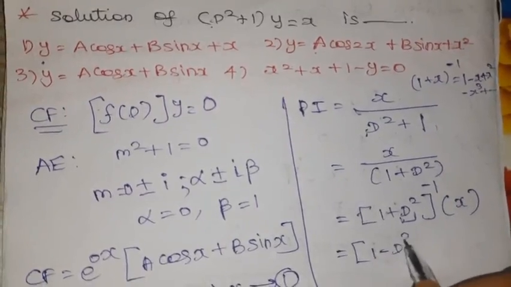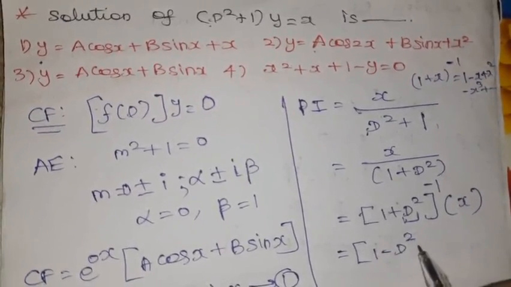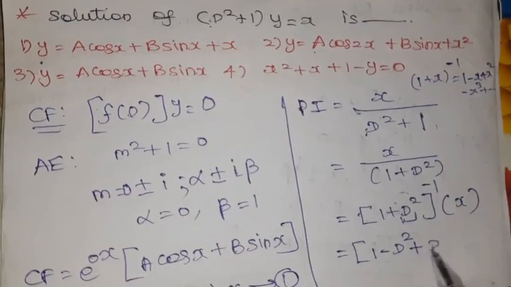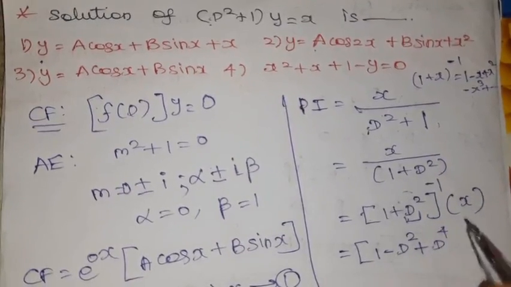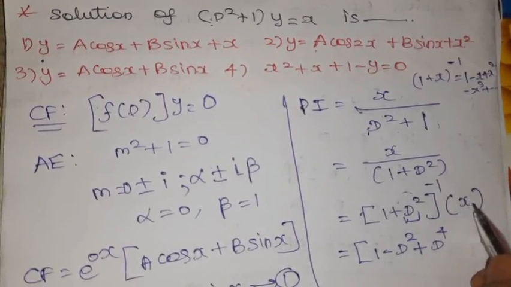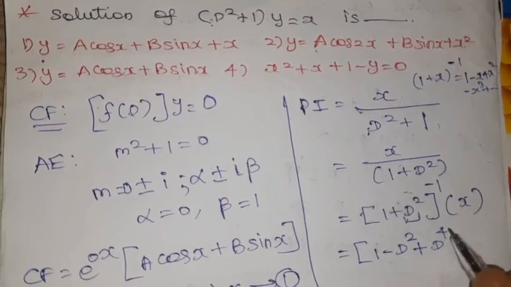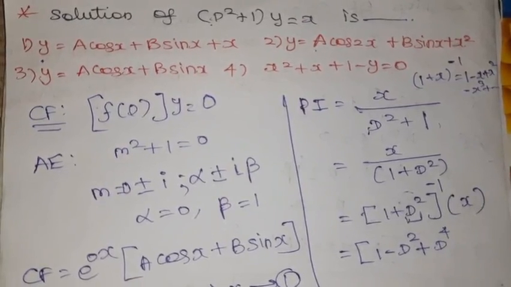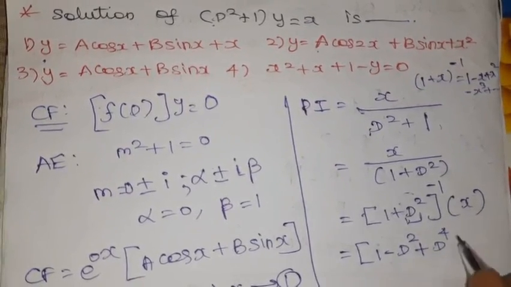So 1 minus D squared plus x squared. x squared means D power 4. We will stop up to this because we are having this term only, x only. When we differentiate x up to above 3 times, we will get only 0. So we will stop up to this.